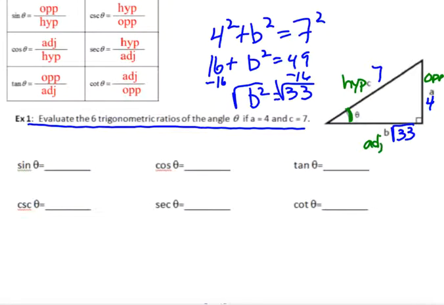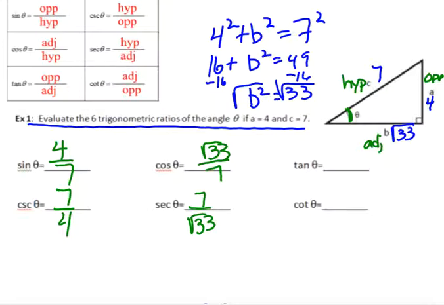So my sine is going to be my opposite of 4 over my hypotenuse of 7. Okay, that doesn't simplify. If I go down to my cosecant, that's going to be the easiest one because I'm just going to do the reciprocal of that. So 7 over 4. Cosine is going to be my adjacent over hypotenuse. So square root of 33 over 7. Secant's the reciprocal, so 7 over square root of 33.